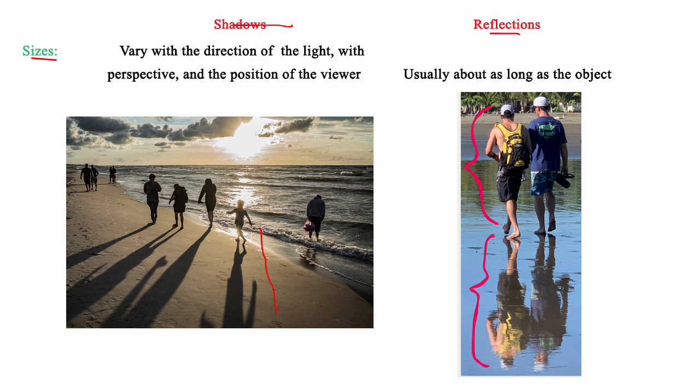Shadows vary with the direction of the light, with perspective, and with the position of the viewer. Reflections, on the other hand, are upside-down versions of the subject. They're as long as the subject, and they always lie directly underneath the subject.